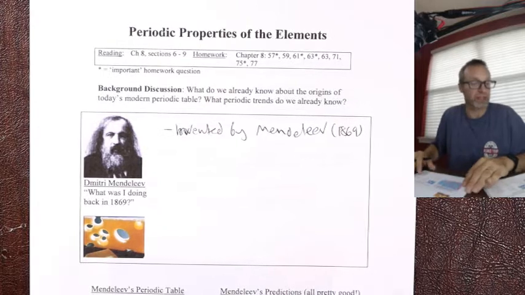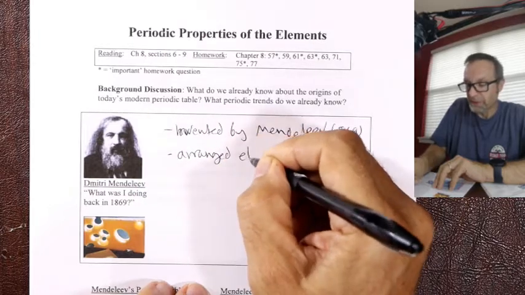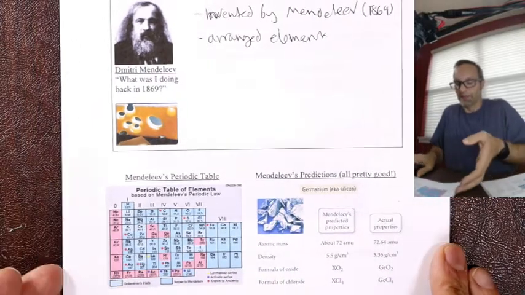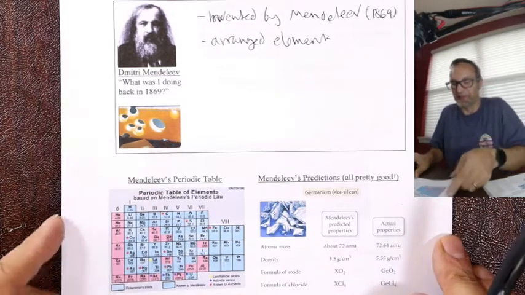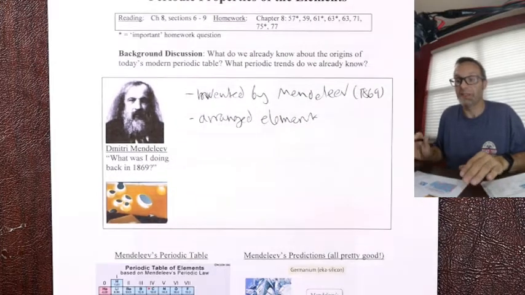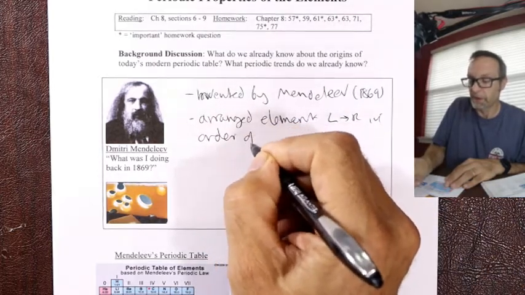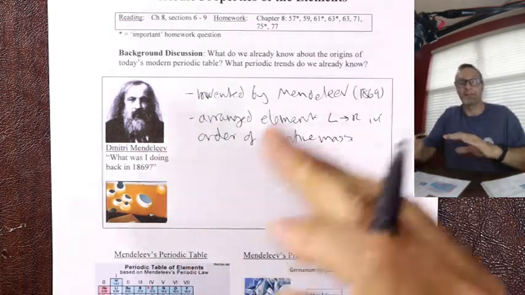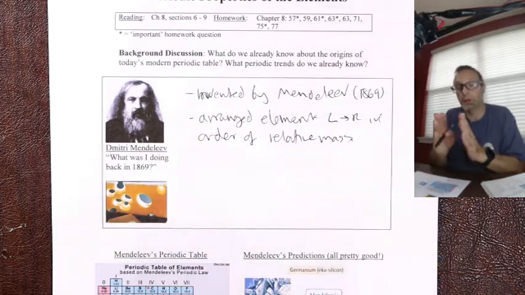We talked about how he arranged it, right? He arranged the elements, and his periodic table, there's a picture of it down here. Aside from the transition metals, which should be moved around a little bit, it's pretty much the same order as the periodic table we know today. He arranged his elements left to right in order of relative mass. So the lightest compared to all the others went first, which was hydrogen. The next lightest was helium. Next lightest was lithium. So he was able to order them in order of weight.